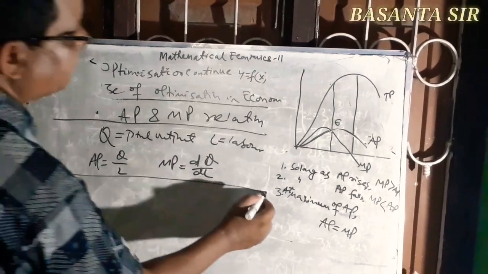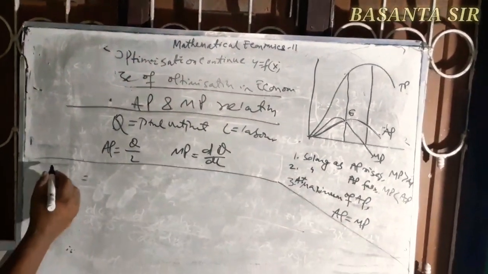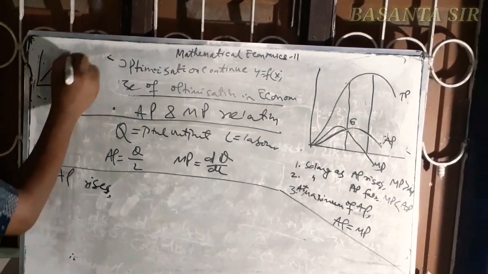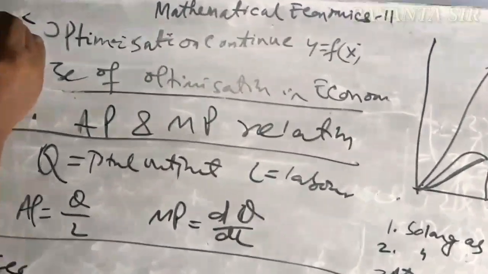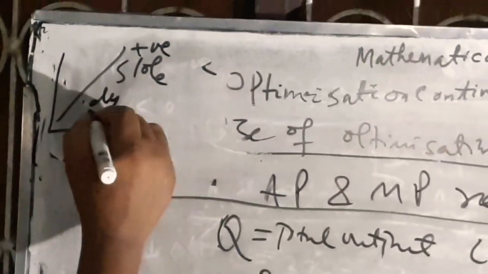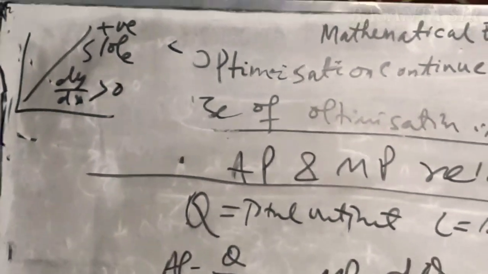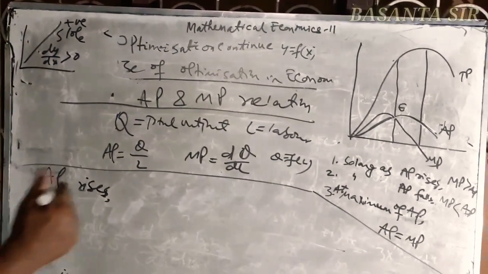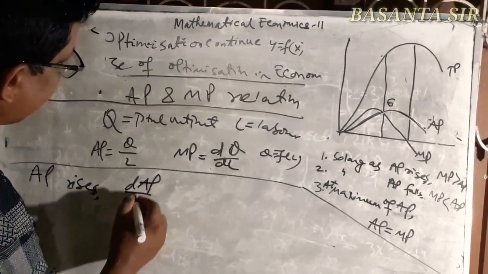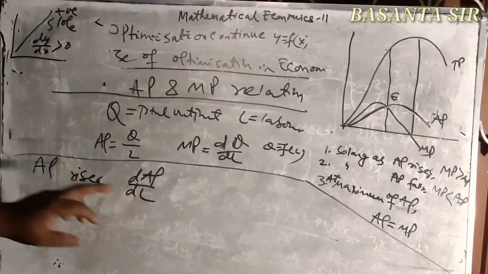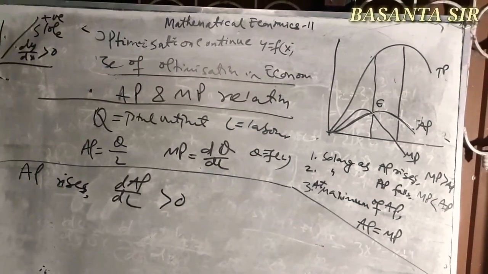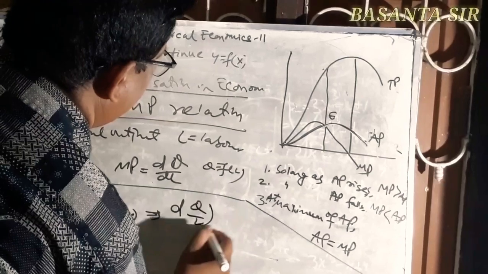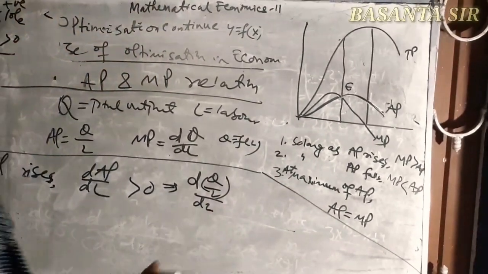Now we have to prove the first condition. AP rises. Rises means what happens? When the function rises, it gives a positive slope. That means the derivative will be greater than 0. AP and MP are all functions of labor. So dAP by dL, as AP rises, will be greater than 0. AP is Q by L. So d(Q by L) by dL greater than 0.